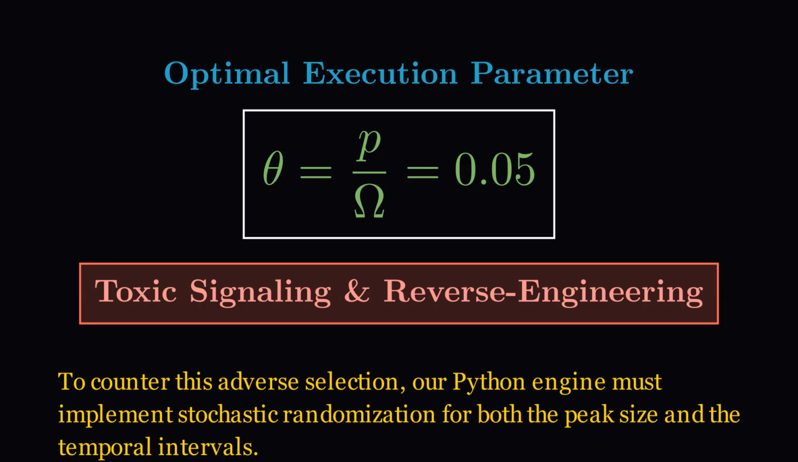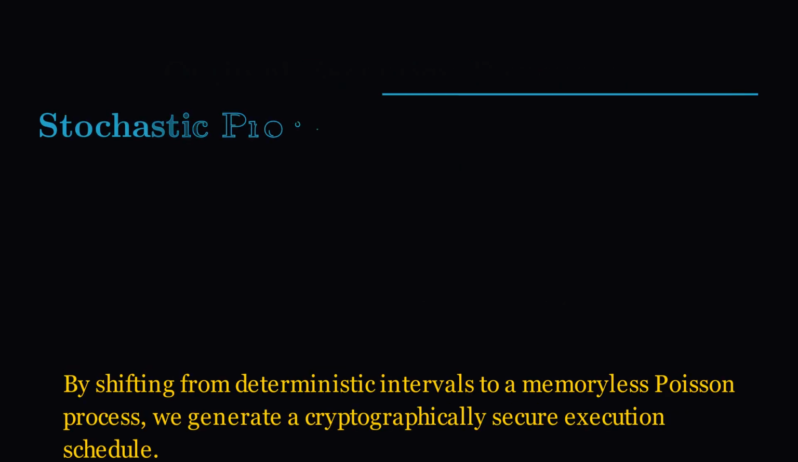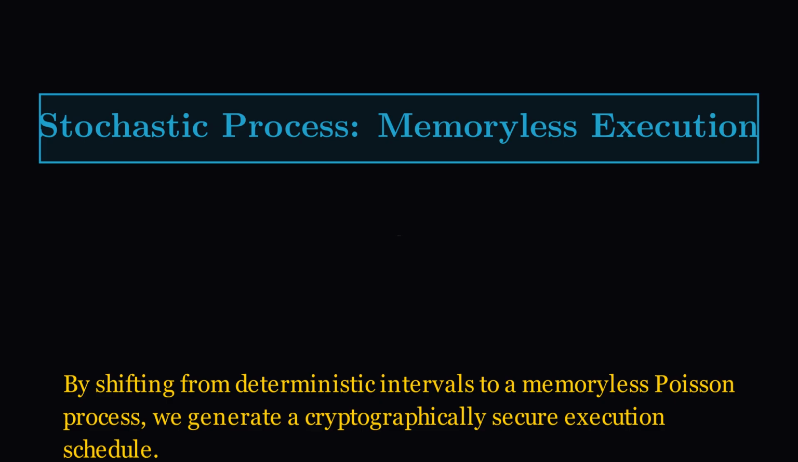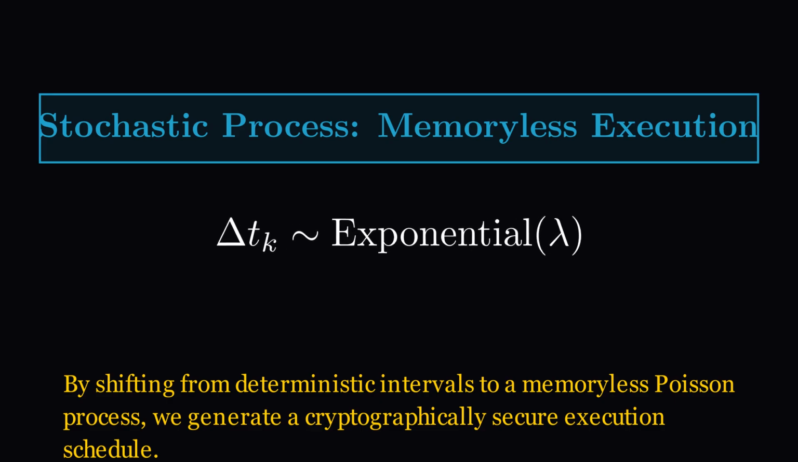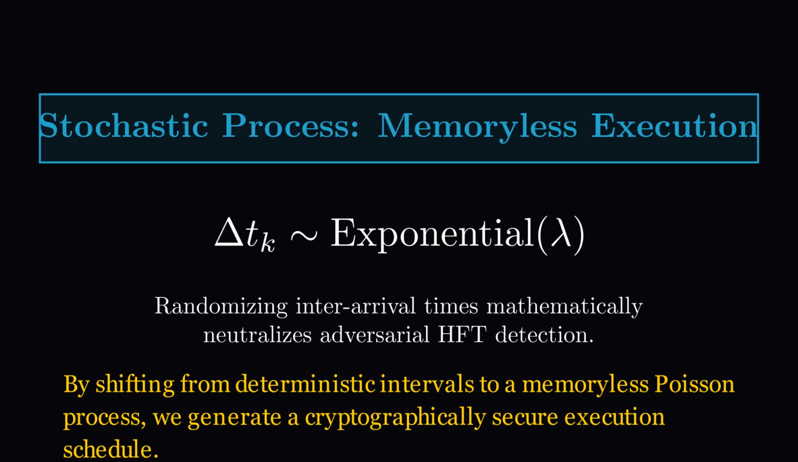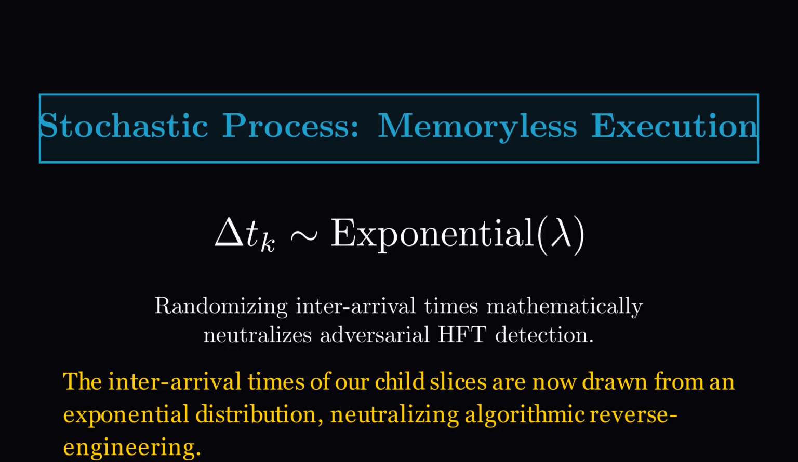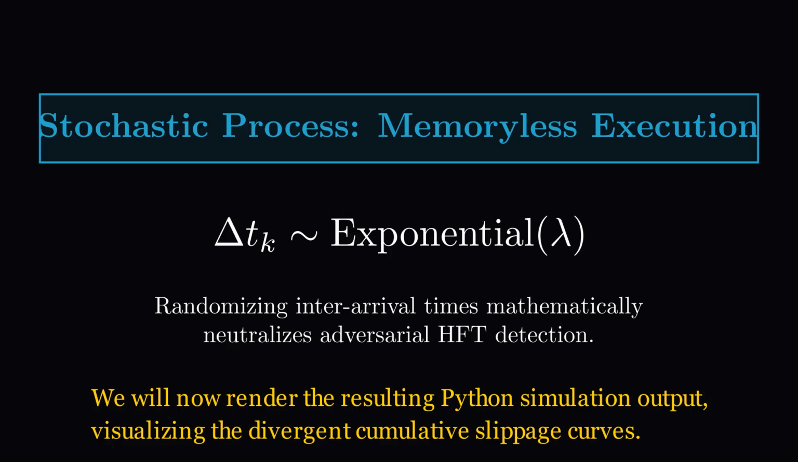To counter this adverse selection, our Python engine must implement stochastic randomization for both the peak size and the temporal intervals. By shifting from deterministic intervals to a memoryless Poisson process, we generate a cryptographically secure execution schedule. The interarrival times of our child slices are now drawn from an exponential distribution, neutralizing algorithmic reverse engineering. We will now render the resulting Python simulation output, visualizing the divergent cumulative slippage curves.